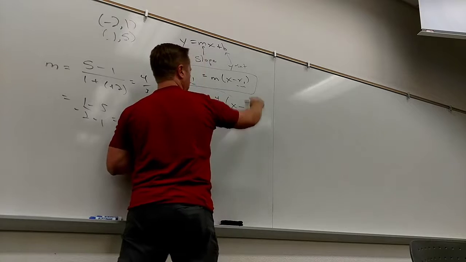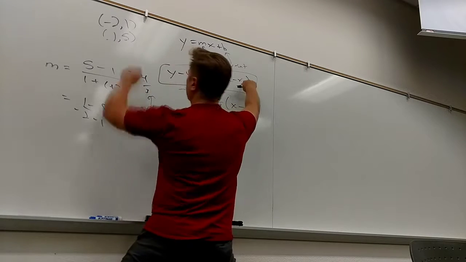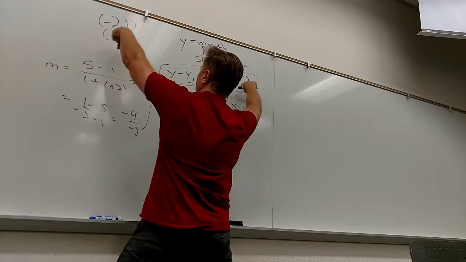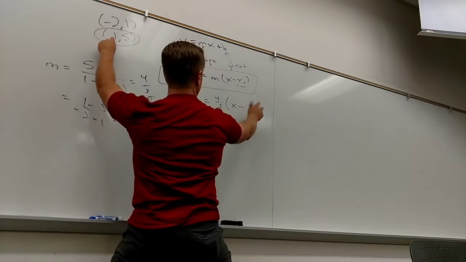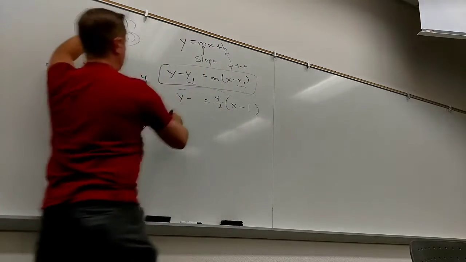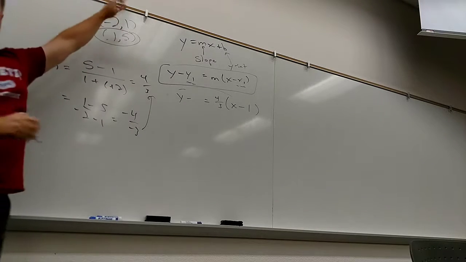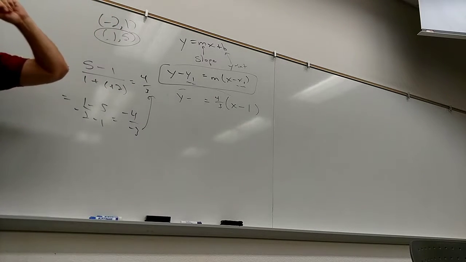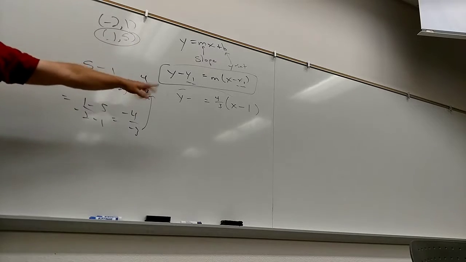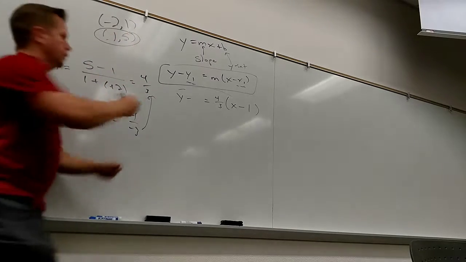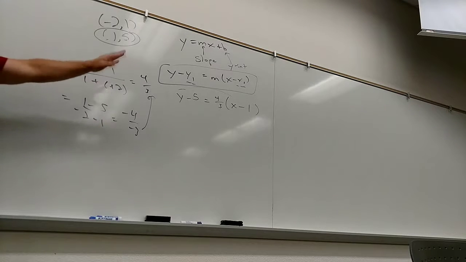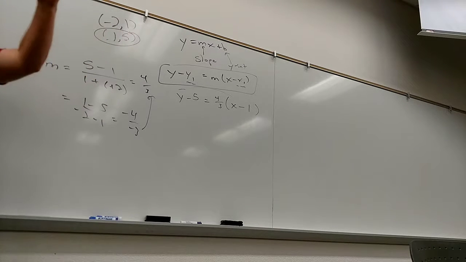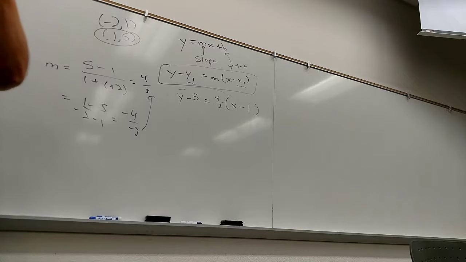X minus what? What goes here? Well, it depends. Which point do you want to use? If you want to use this one, you're going to put 1. And this will be y minus 5. Cool. Now, if you use this point instead, you're going to end up with the exact same answer, believe it or not. Right? So that one you can just simplify it, solve for y, put it in the mx plus b form. That's the kind of better form, a little more compact.